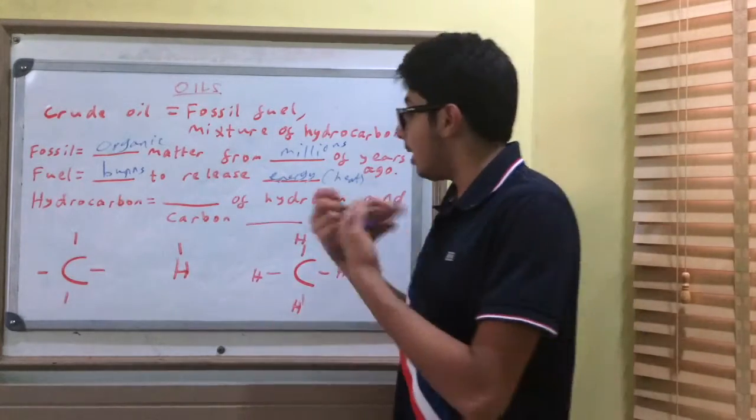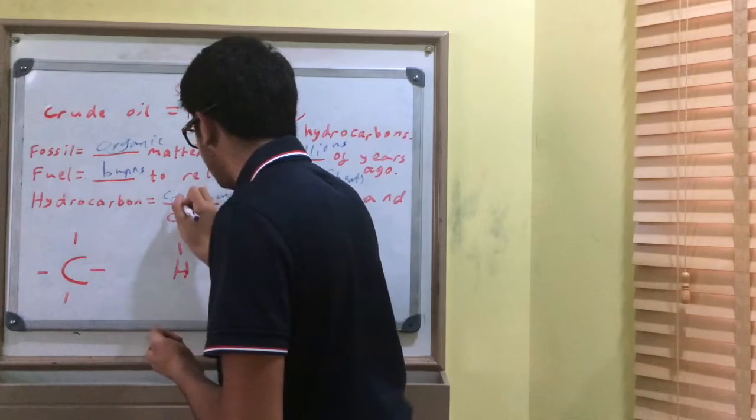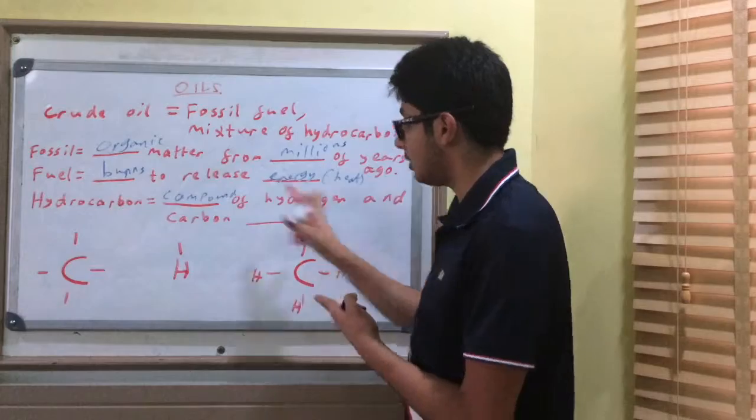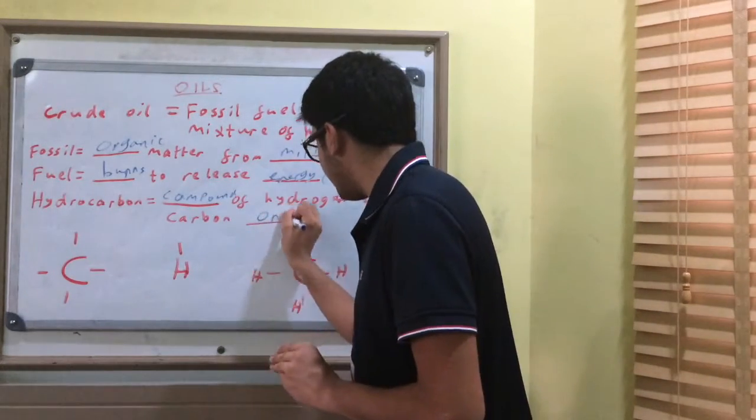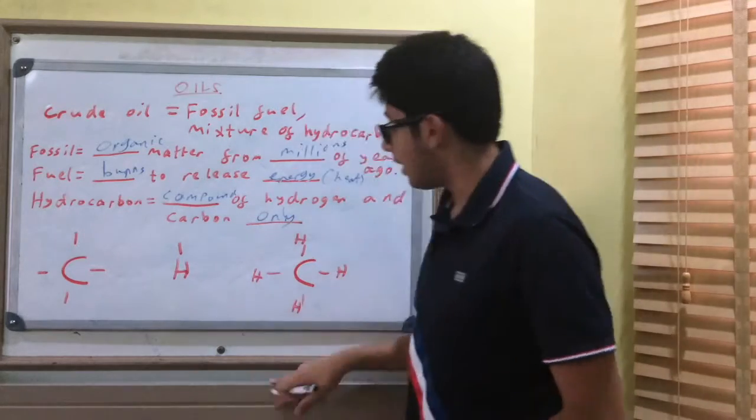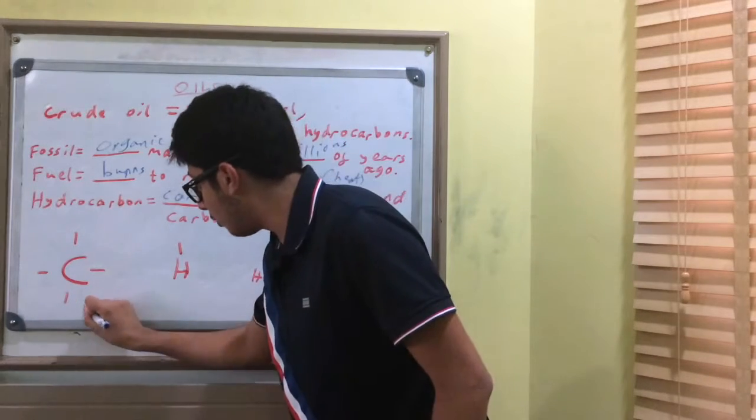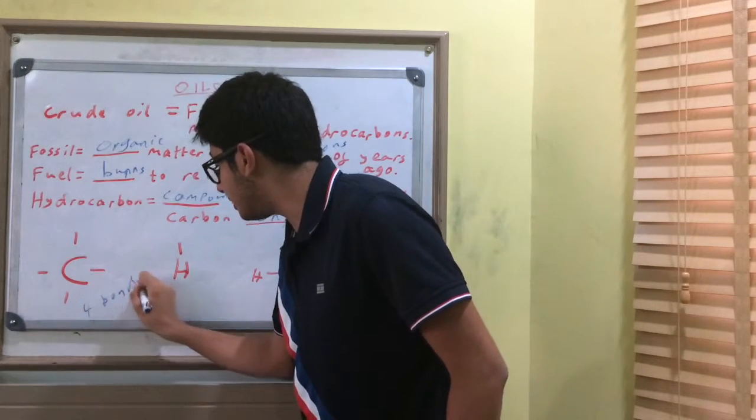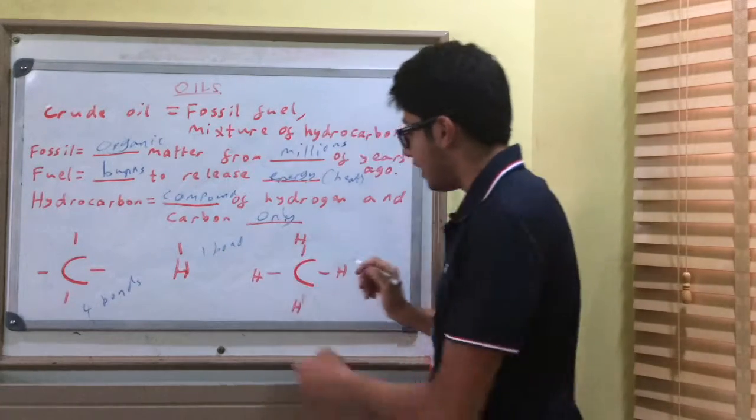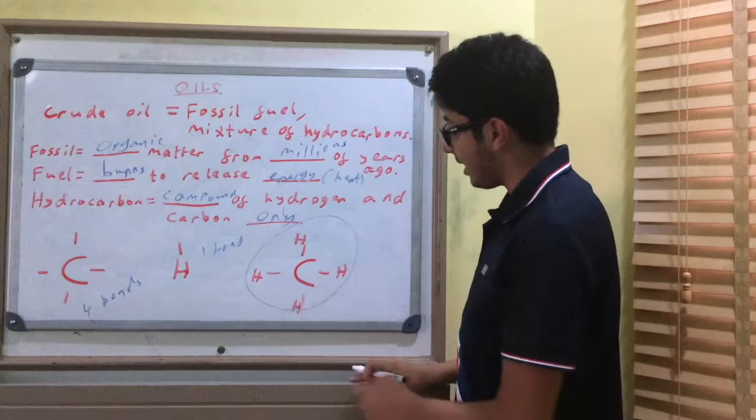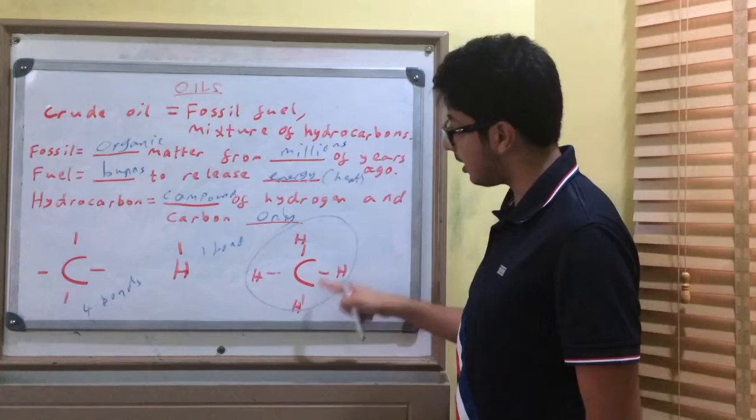What's a hydrocarbon? A hydrocarbon is a compound of hydrogen and carbon. That's obvious: hydrogen, carbon. But a compound of hydrogen and carbon only, nothing else. Now for carbon, there's always 4 bonds per carbon. Always. And for hydrogen, it's always 1 bond per hydrogen. Here's an example. This is methane. As you can see, 4 bonds per carbon and 1 bond for each hydrogen.